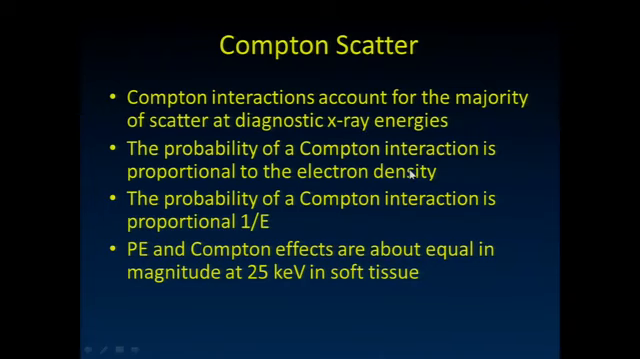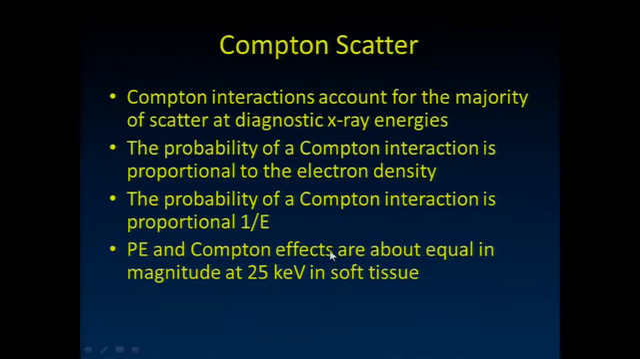The probability is proportional to the electron density of the atoms, and it drops off as approximately 1 over E, not 1 over E cubed like the photoelectric effect. So as energy increases, photoelectric effect is dropping as 1 over E cubed, Compton is dropping as 1 over E. So very quickly, Compton dominates the effects. Until they're both equal to each other.